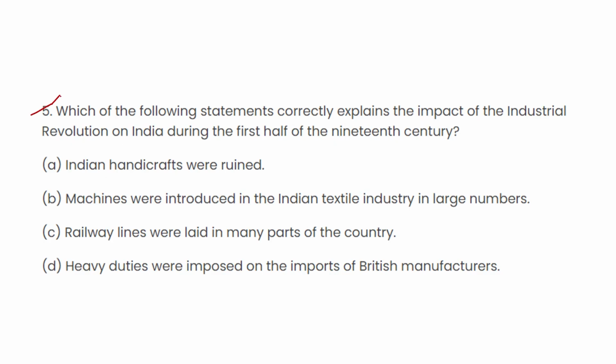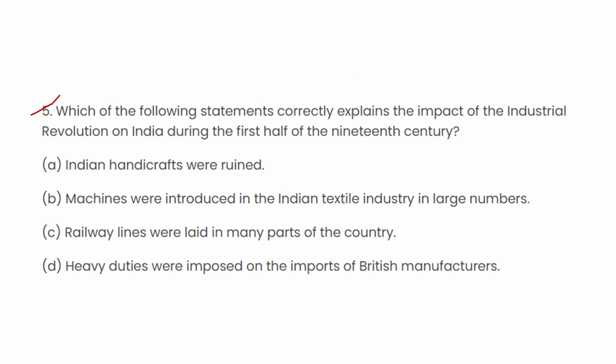Which of the following statements correctly explains the impact of the Industrial Revolution on India during the first half of the 19th century? Option A, Indian handicrafts were ruined. Option B, machines were introduced in the Indian textile industry in large numbers. C, railway lines were laid in many parts of the country. D, heavy duties were imposed on the import of British manufactures.